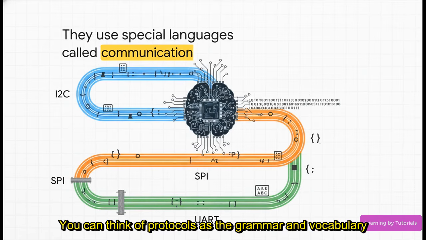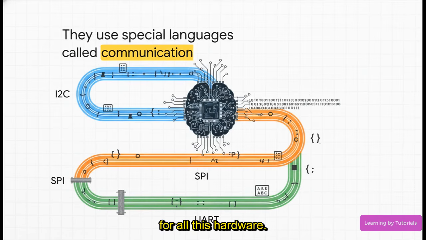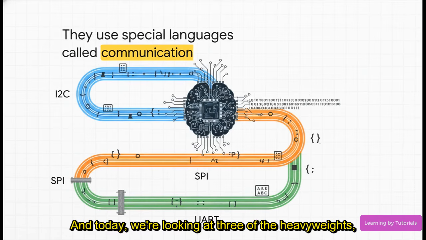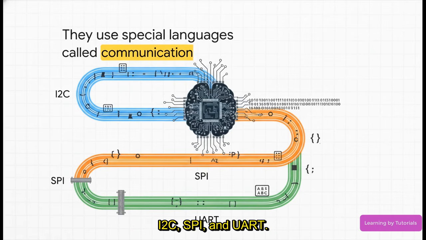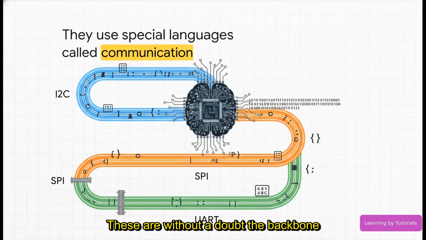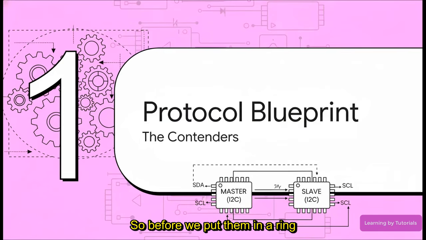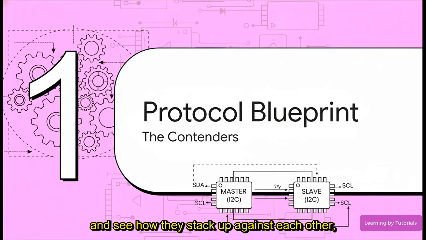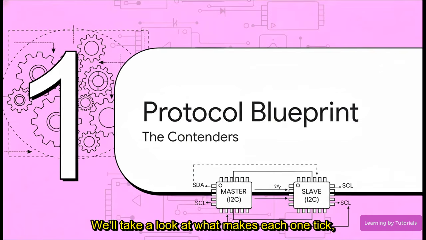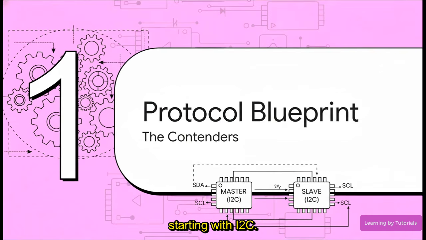You can think of protocols as the grammar and vocabulary for all this hardware. And today, we're looking at three of the heavyweights: I2C, SPI, and UART. These are, without a doubt, the backbone of most embedded systems. If you understand these, you really understand how modern electronics work. So before we put them in a ring and see how they stack up against each other, let's get a quick blueprint for each contender. We'll take a look at what makes each one tick, starting with I2C.